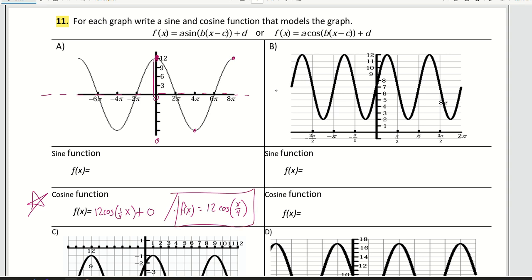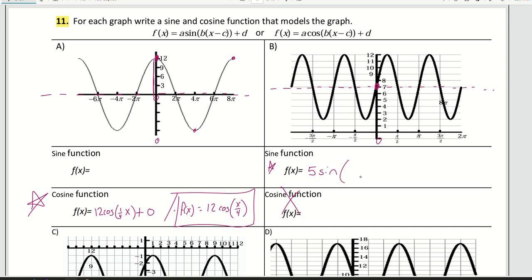For letter B, I'm looking to see where my midline is. You could find the middle point between the peak and the trough. It would be right there. At an input of 0, it looks like I start with the midline crossing, so I'm going to work with a sine function. My amplitude looks to be, well, if I'm going from 7 to 12 or 7 to 2, it looks like my amplitude is going to be 5.